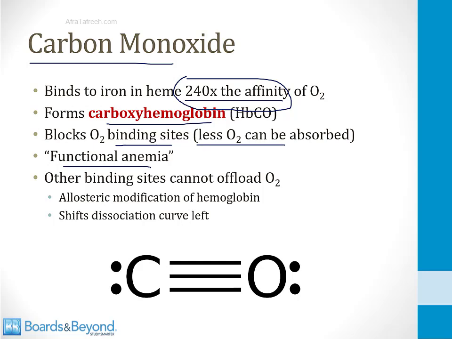Basically, even though there is enough hemoglobin, the body behaves as if it's anemic because lots of the oxygen binding sites in hemoglobin are blocked. Not only can hemoglobin bind less oxygen, but it has trouble offloading oxygen. This is because carbon monoxide is an allosteric modifier of hemoglobin, and it shifts the curve to the left, and therefore less oxygen will be unloaded at any given partial pressure.